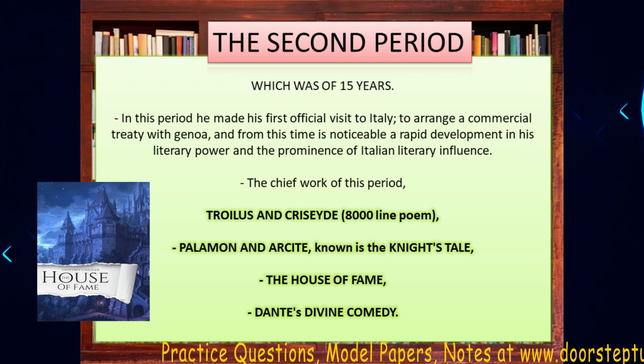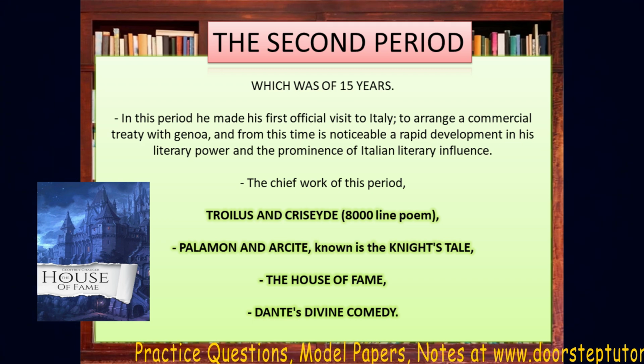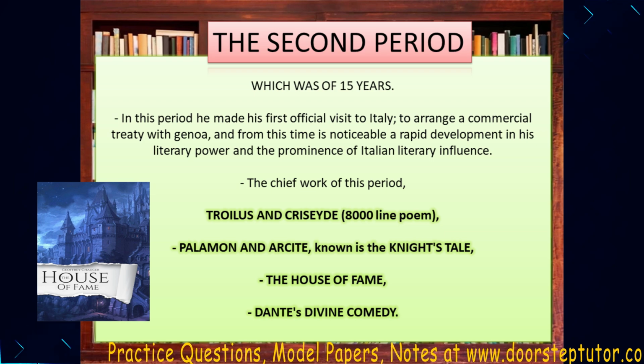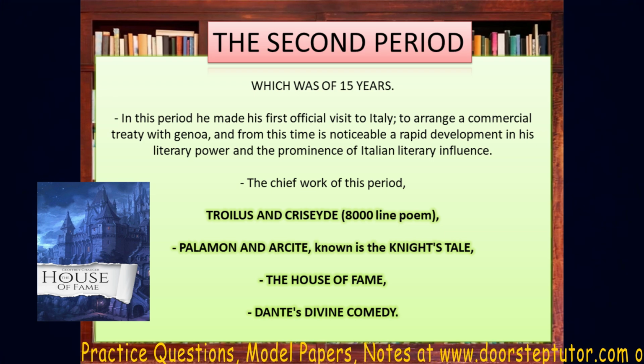The first work he wrote in the Italian period was The House of Fame. It was a dream allegory. It was written in octosyllabic couplet. It was a satirical poem.